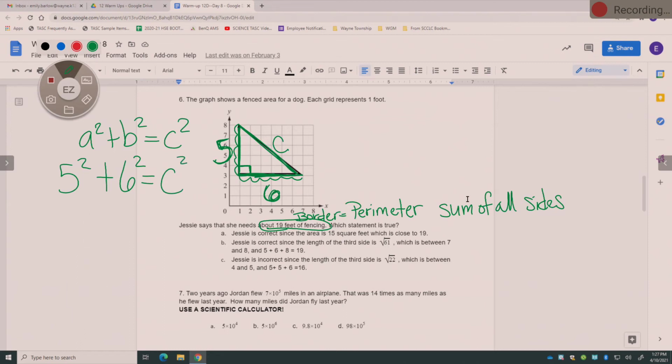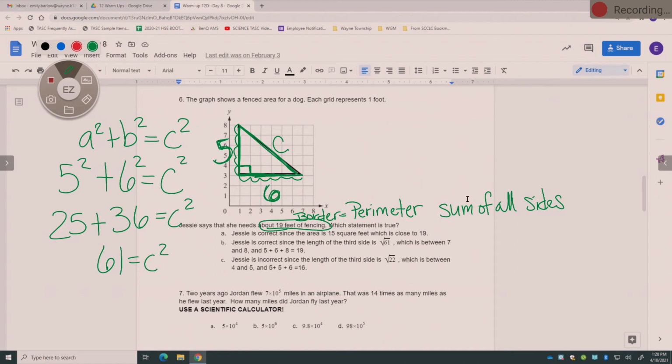So then I do some math. 5 squared is the same as 5 times 5, so that's 25. Plus 6 squared is the same as 6 times 6, so that's 36, equals c squared. Then I add these two together, 25 and 36, and I get 61 equals c squared.